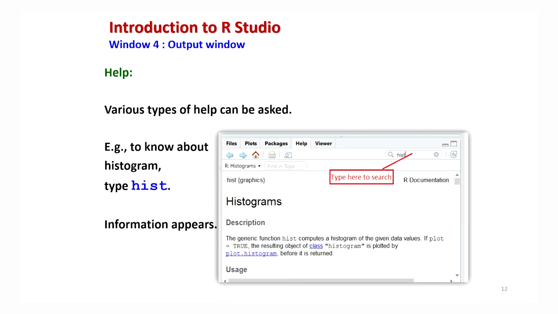Right. And similarly, if you look at the other option here, help. Suppose you want to know something about some function, suppose I want to know about histogram. If you come to this window and start typing H, I, S, T, etc., something will start coming at the bottom, and then you can choose what you want. As soon as you select hist, all the details about the histogram will appear here. After that, you can choose how much you want to read, and whatever help for histogram you had obtained in the RGUI window, the same information will also be available here.